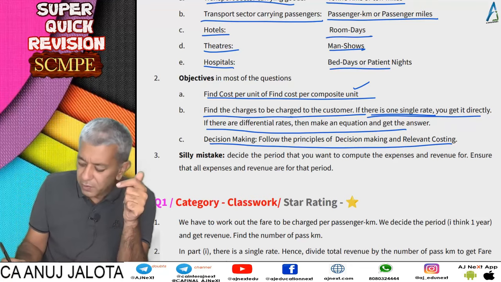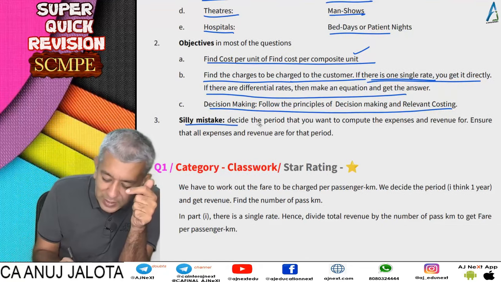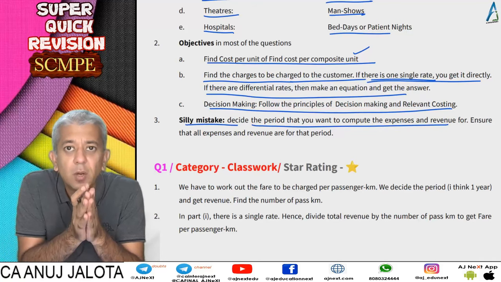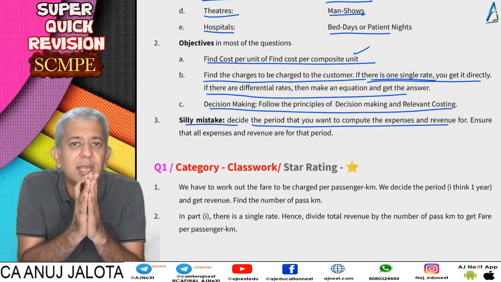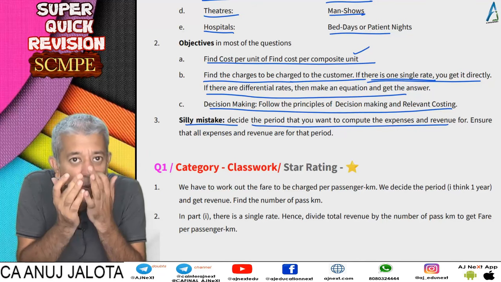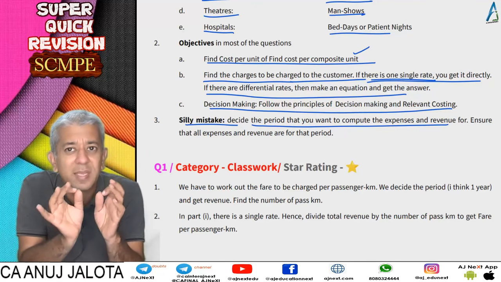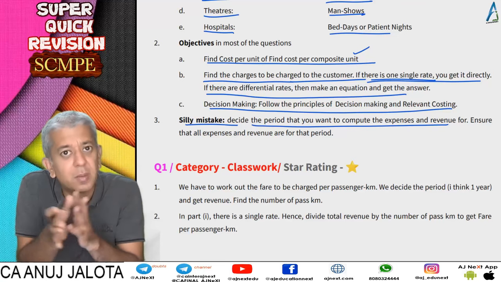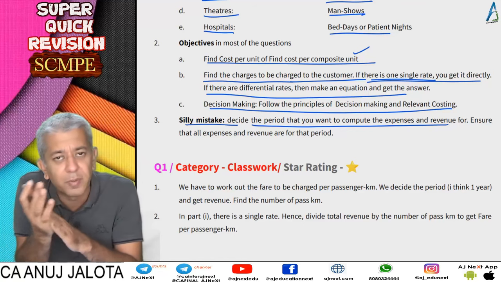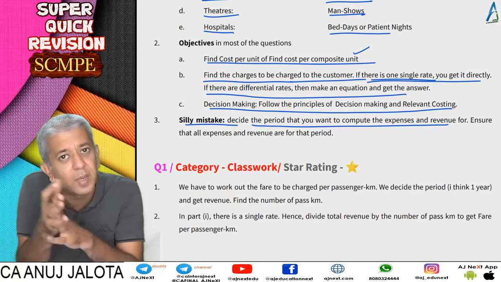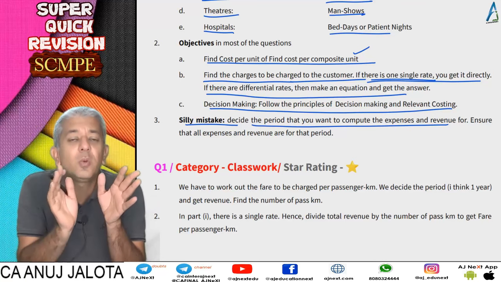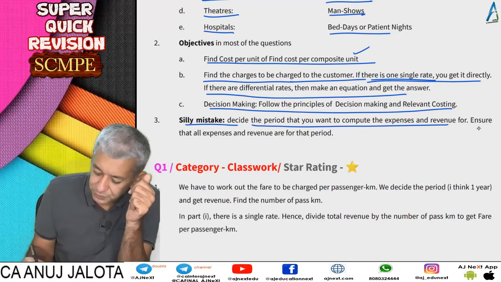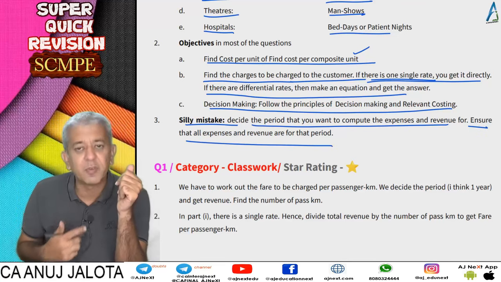To avoid silly mistakes, decide the period for which you want to compute the expenses and the revenue. For example, suppose we decide the period to be 1 year. Then everything should be gathered for one single year only. Every expense, if it is given monthly, multiply by 12, if it is given weekly, multiply by 52, if it is given daily, multiply by 360 or 365. But try to get the expenses for the common period. Don't make these kinds of silly errors, please. Ensure that all the expenses are there for that particular period.